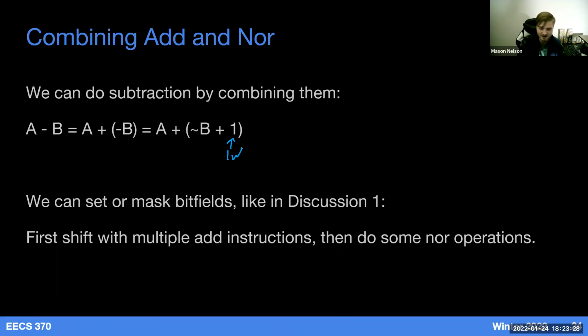Similarly, if we want to set some bit fields, we can do some left shifts and then do 2 NOR operations to get 1 OR operation. So there's a lot of variability there.